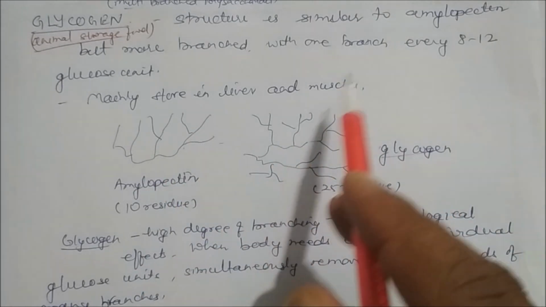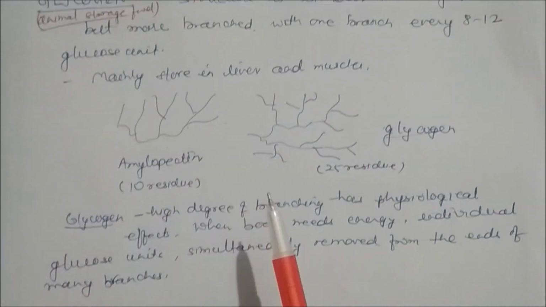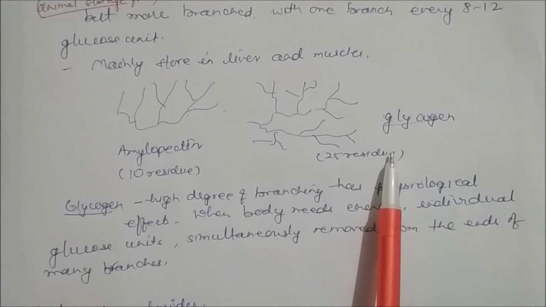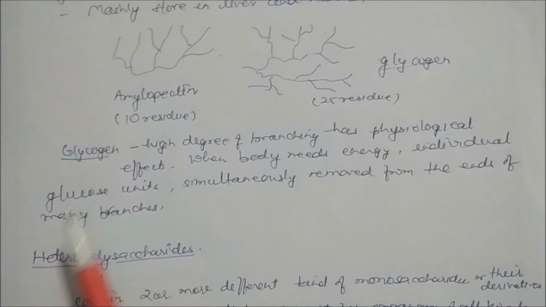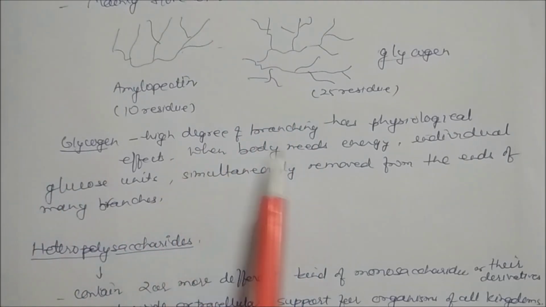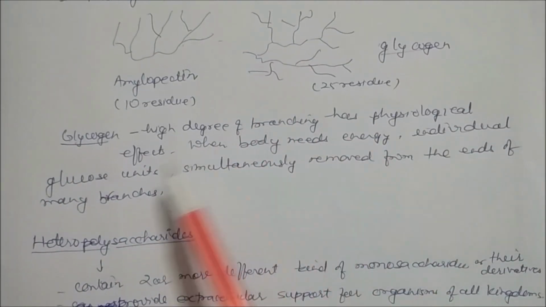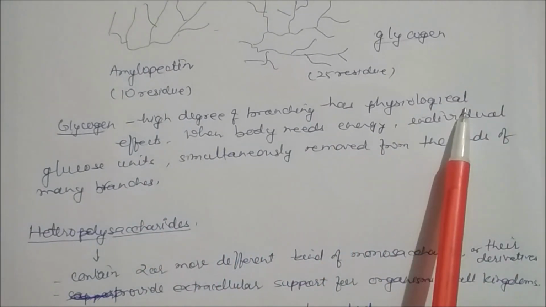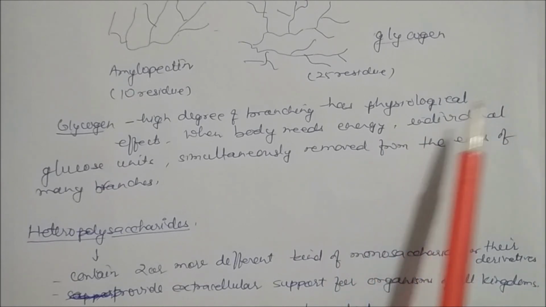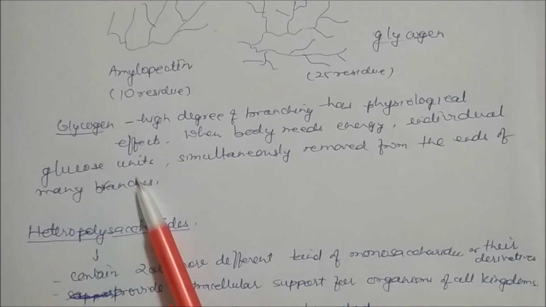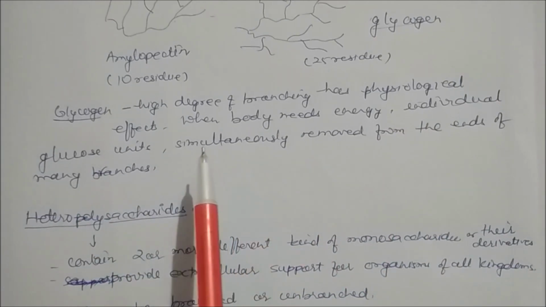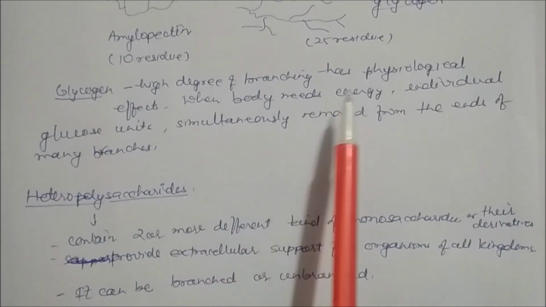So glycogen is more branched. In amylopectin you can see per branch is 10, here per branch 24 subunits are there. Only this is the difference. It is again made up of glucose. Glycogen has a high degree of branching, which has physiological importance. Why? When the body needs energy, these individual branch units are simultaneously removed from the ends of many branches. So this is the advantage of the branch units. You will get more energy.